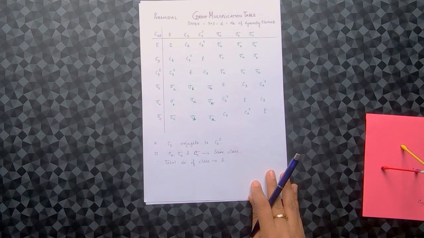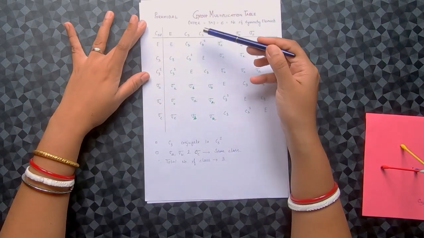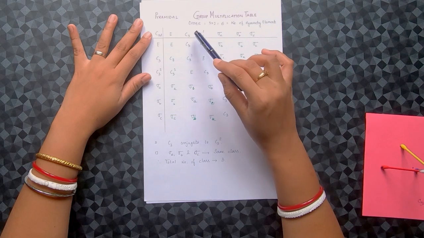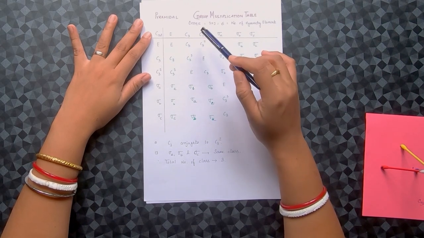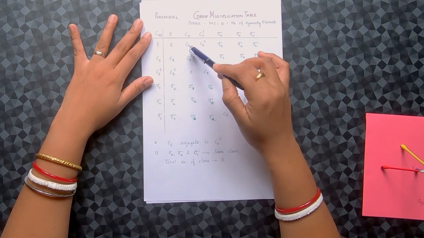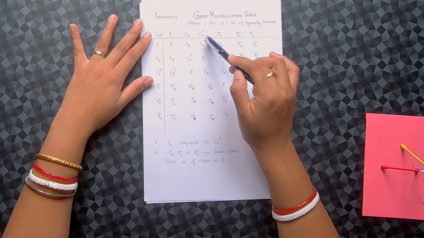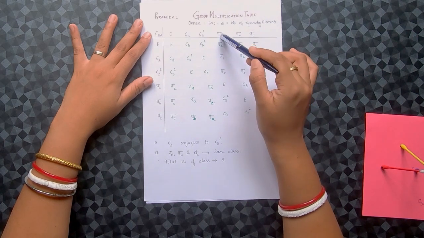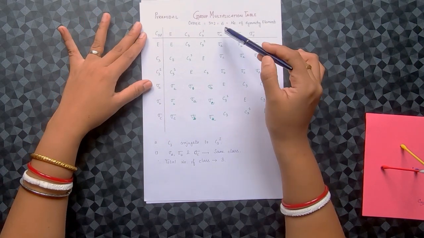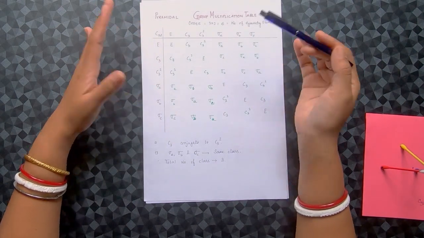Next thing you need to know is that C3 is an axis of rotation, C3 squared is also another axis of rotation. How are these two related? These two are conjugate with each other. As these two elements are conjugate with each other, according to group theory, they form a particular class. Same thing, sigma A, B and C, these three sigma planes form a class because they are conjugate with respect to each other.